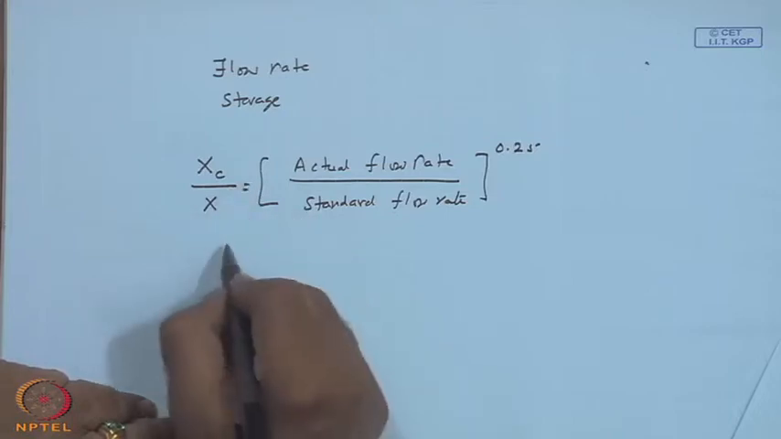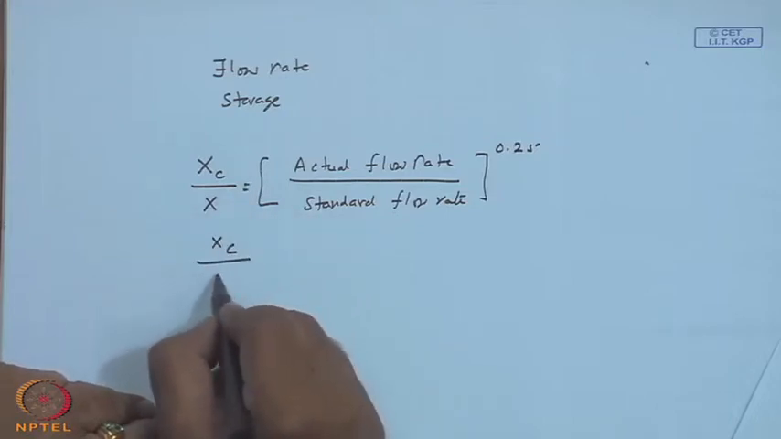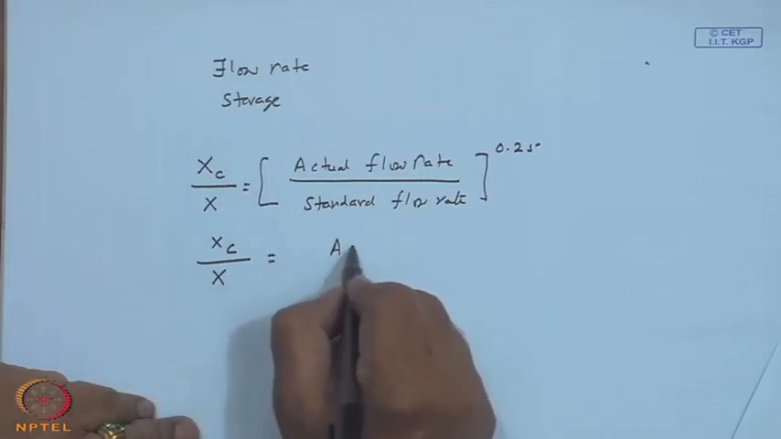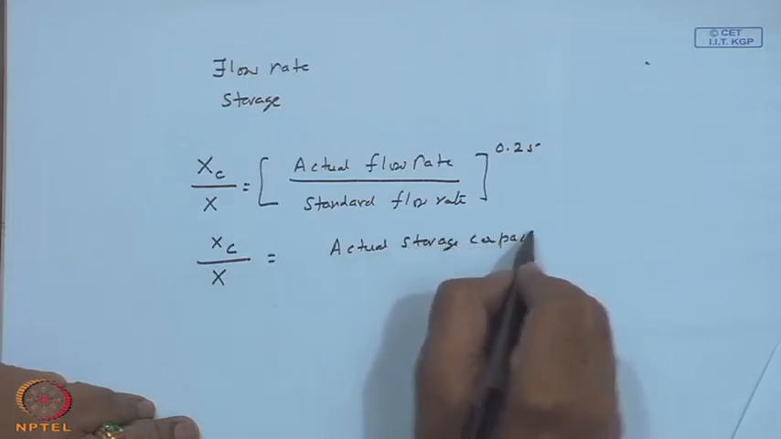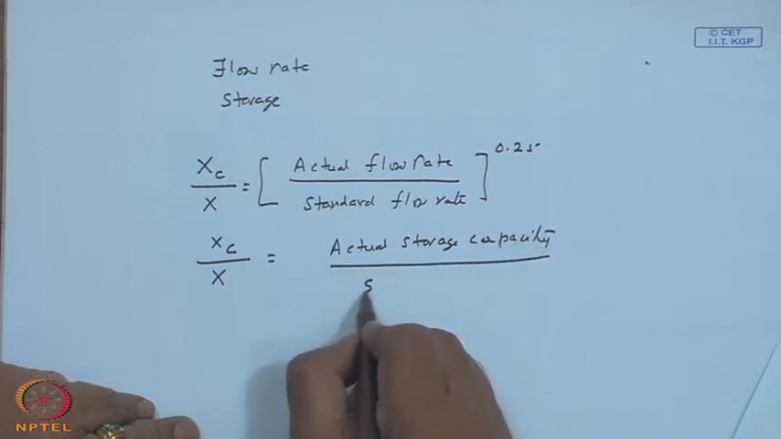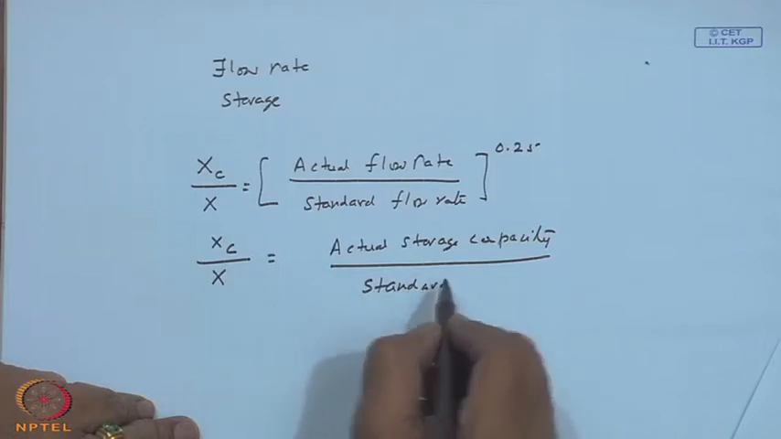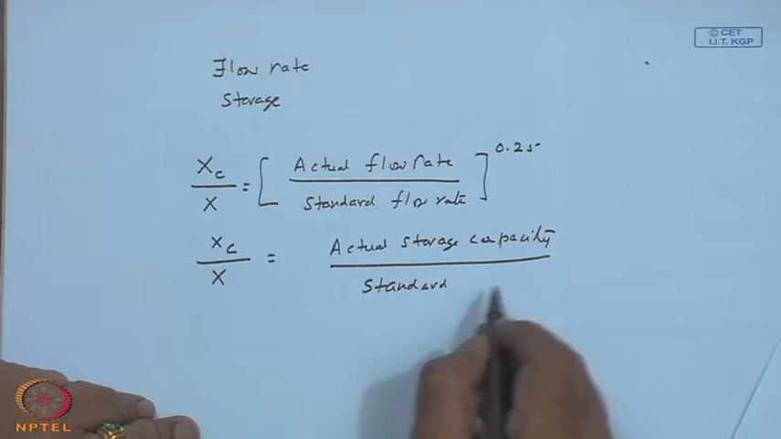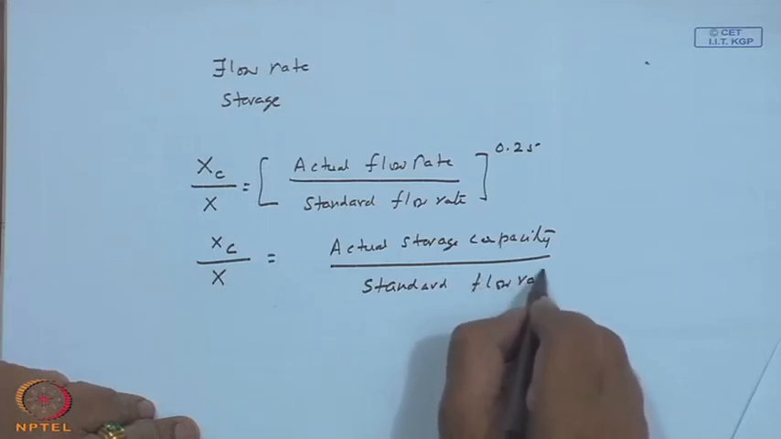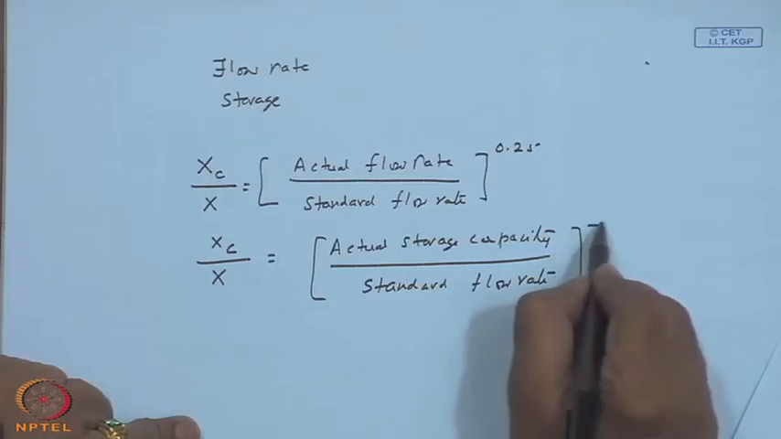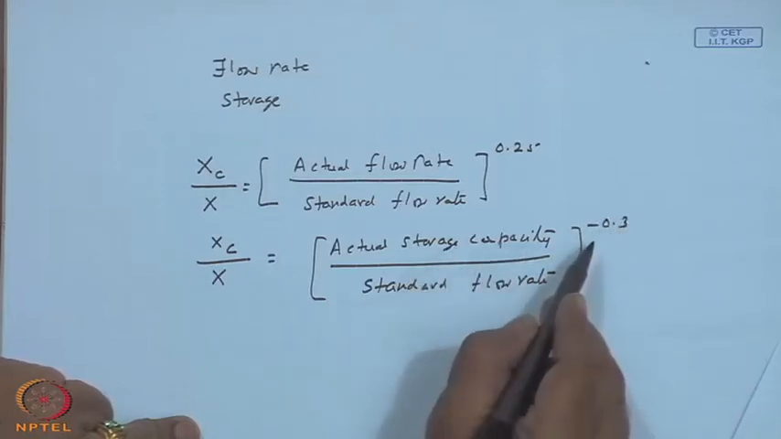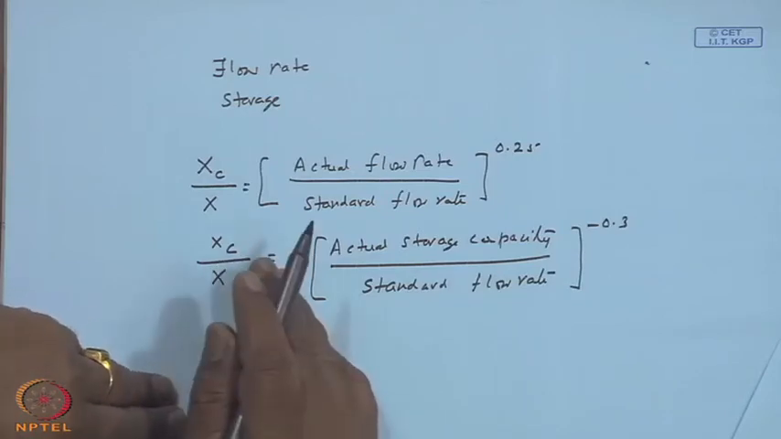It is a little bit counterintuitive, but as I said, it is more to do with stratification. This is the actual storage capacity upon the standard storage capacity. So, you can see that if the actual storage capacity to the power minus 0.3 is more, this will be less than 1, making Xc lower. If Xc is lower, my F is higher. So, if the storage is more, my solar load fraction should be higher, which is borne out by this particular relation.